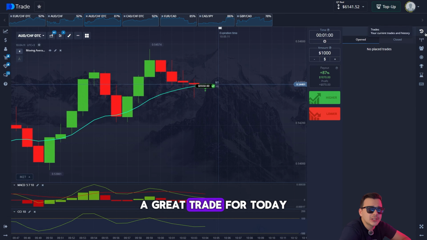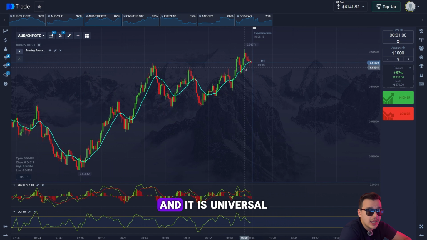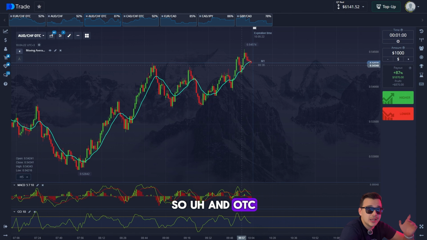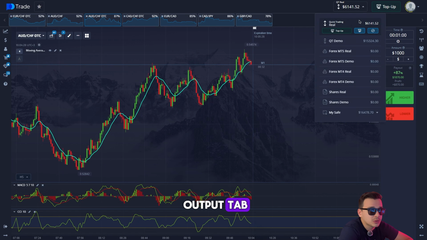A great trade for today on this universal trend strategy. And it is universal because it feels good on the regular market and the OTC market in general. Let's fix our profit and go to the output tab.